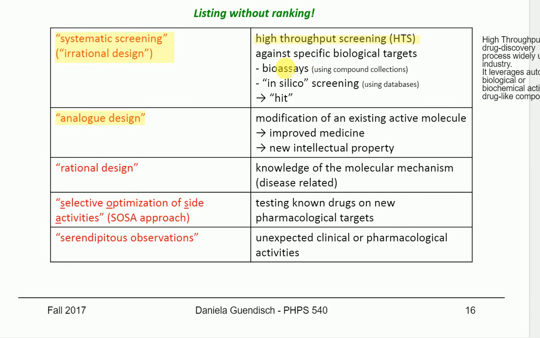Against specific biological targets, we have bioassays using compound collection, in silico screening, using databases, and HIT. So analog design takes part in modification of an existing active molecule for improved medicine, new intellectual property. So a bit about rational design includes knowledge of the molecular mechanism and the disease related.